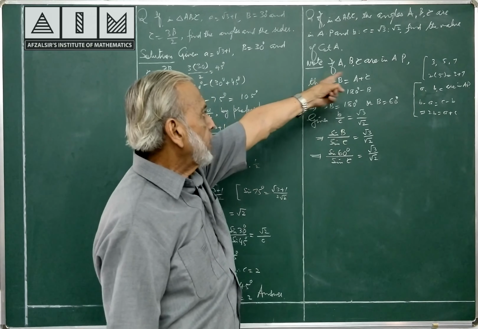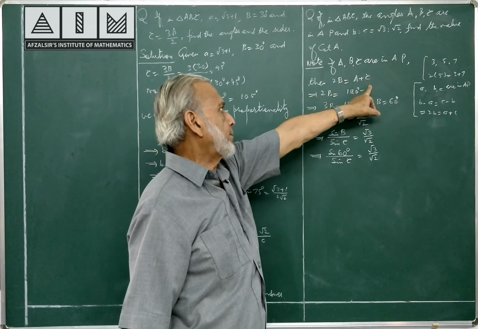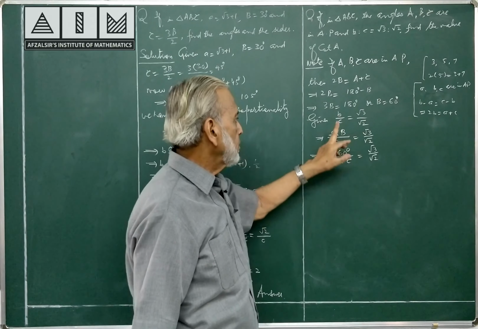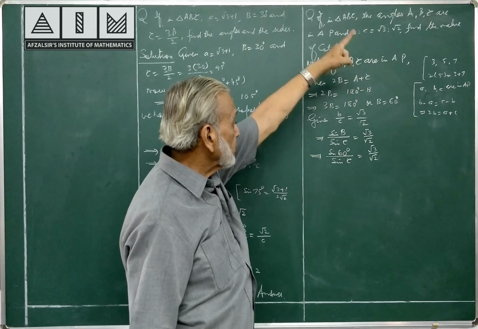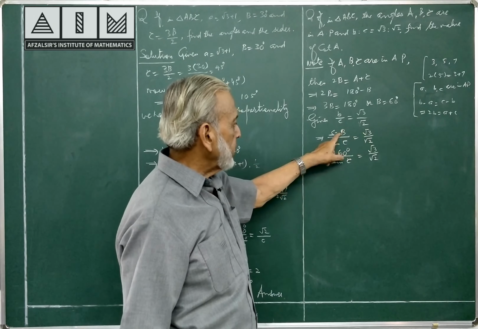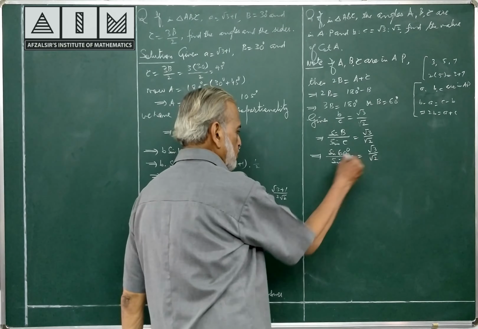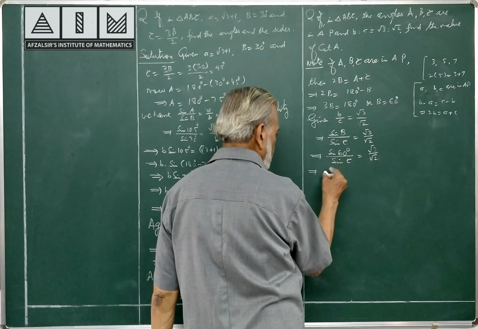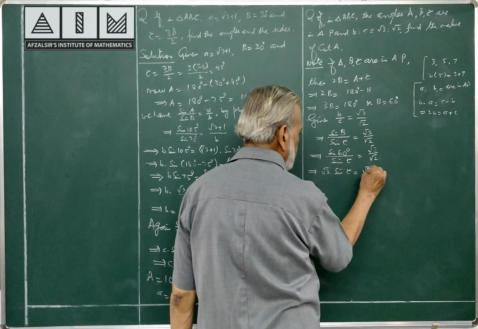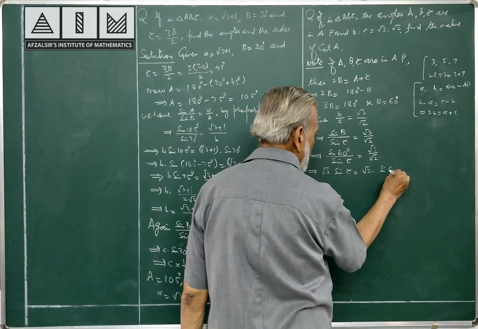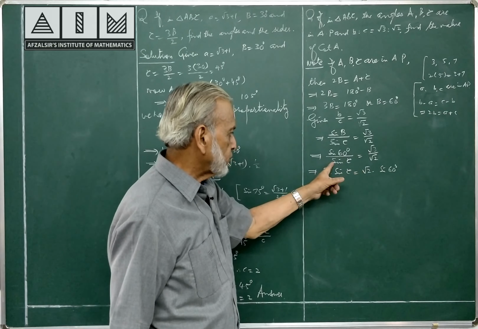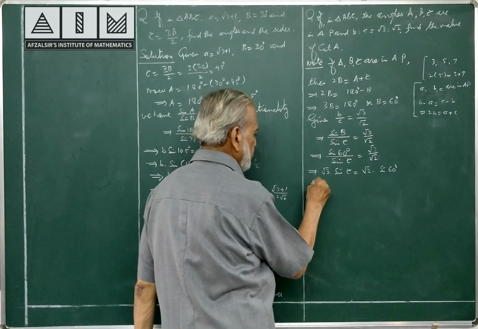See once again, A, B, C are in AP, 2B is equal to A plus C is 180 minus B. This gives you B is equal to 60 degrees. b by c is equal to root 3 by root 2 is given, so by proportionality sin B by sin C is equal to root 3 by root 2. B is 60 degrees, I have substituted. Cross multiplying carefully: root 3 into sin C is equal to root 2 into sin 60.